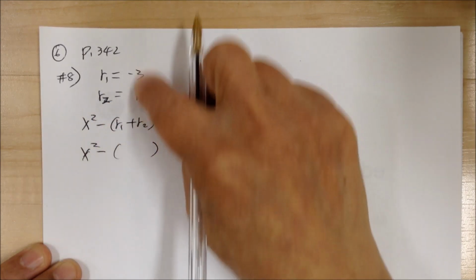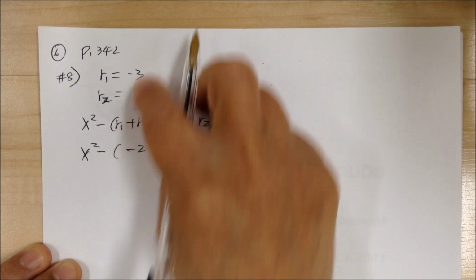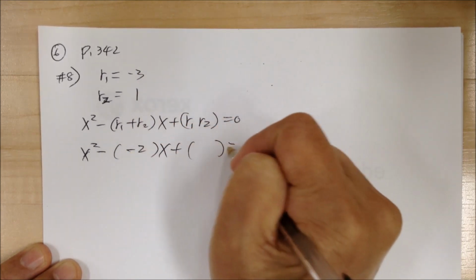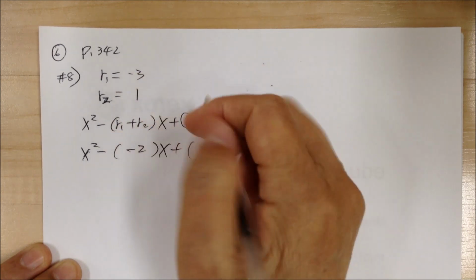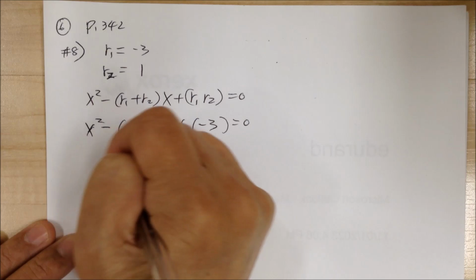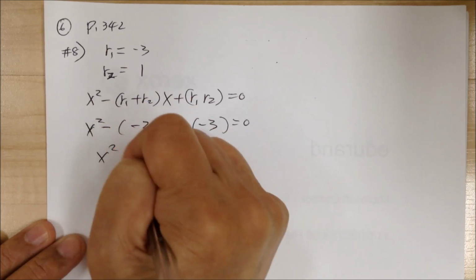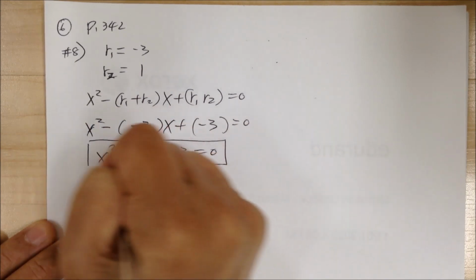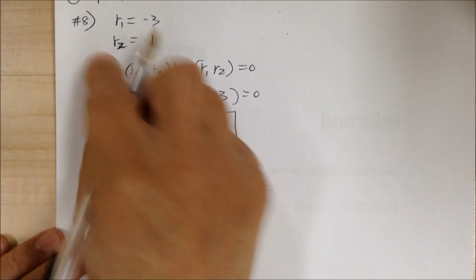So when you add, R1 plus R2, negative 3 plus 1 will give you negative 2. Okay, next one is multiply. When you multiply, you're going to get negative 3. And so now you just get rid of parentheses. Okay, so you're going to get x squared plus 2x minus 3 equal to 0. And that's your answer for this problem.